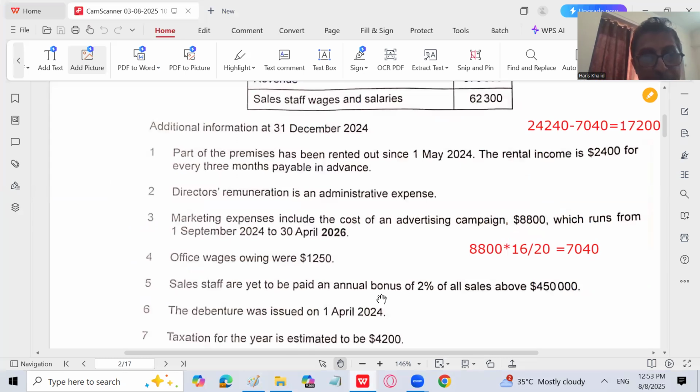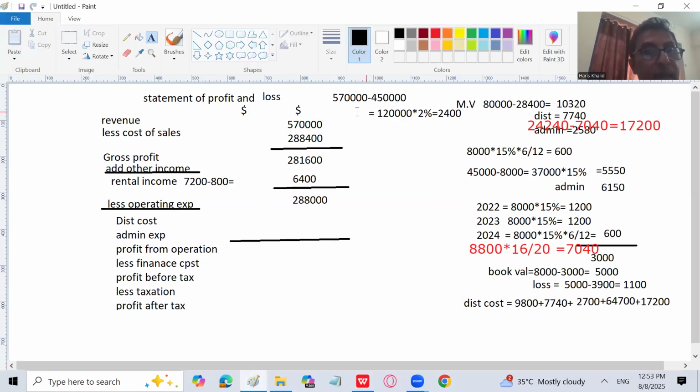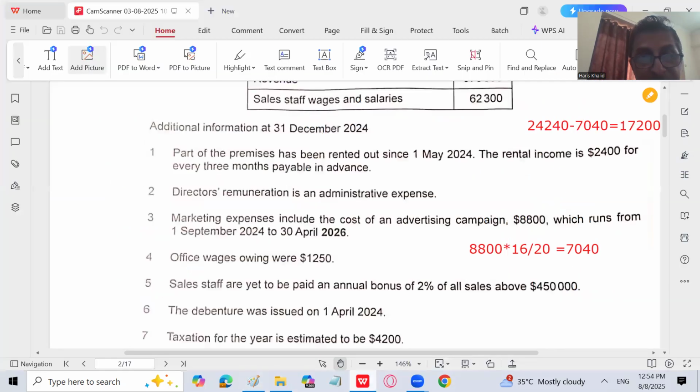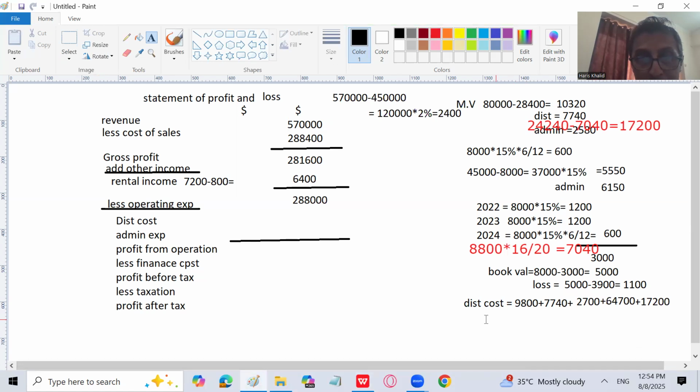Okay, I will repeat again. Sales staff are yet to be paid an annual bonus of 2% on all sales above 4,50,000. So bonus yet to be paid: 570,000 minus 450,000, that is 120,000 into 2%. 2,400 is the accrued wages and salaries, which needs to be added in sales staff wages and salaries. 62300 plus 2,400, that is 64700.